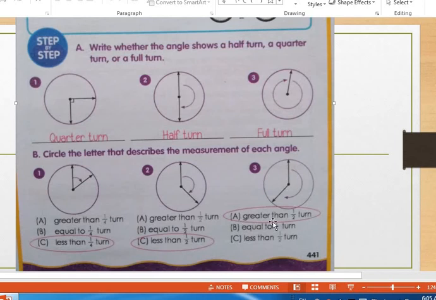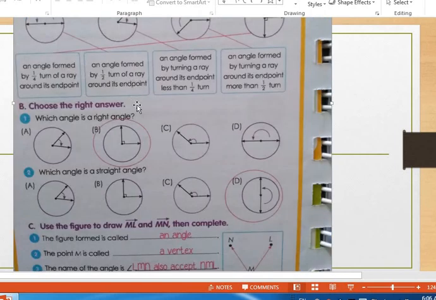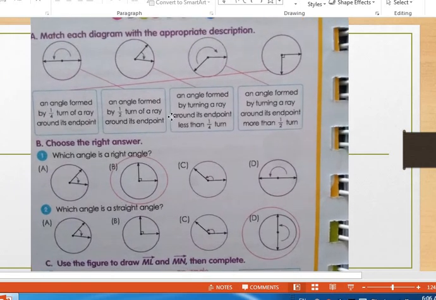This one, greater than half, or equal to half, or less than half? Yeah, it's greater than half. This is the half, and this is greater than half. So this is what we have talked about now.